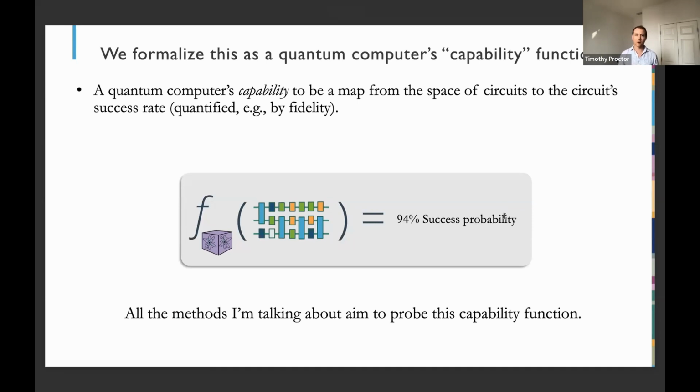So this allows us to formalize our concept of a quantum computer's capability in terms of what we call a capability function. It's a map from the space of all possible circuits you could run on a device to how well that device runs that circuit, so to the success rate for that circuit. It's this function f for a particular device that maps a circuit to the success probability for that circuit. For example, this could be quantified by process fidelity or some other metric for success. Everything I'm talking about here is aiming to probe this capability function. We want to be able to understand this capability function for a device.